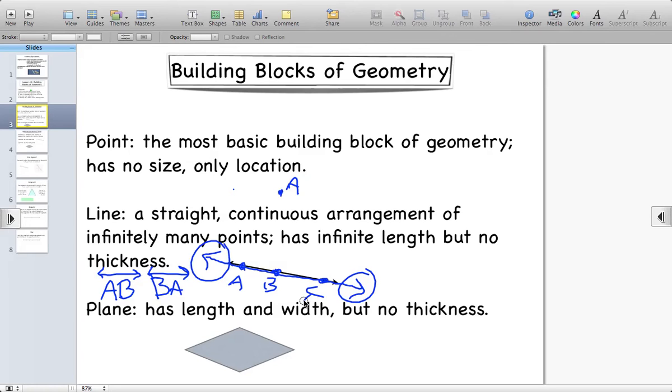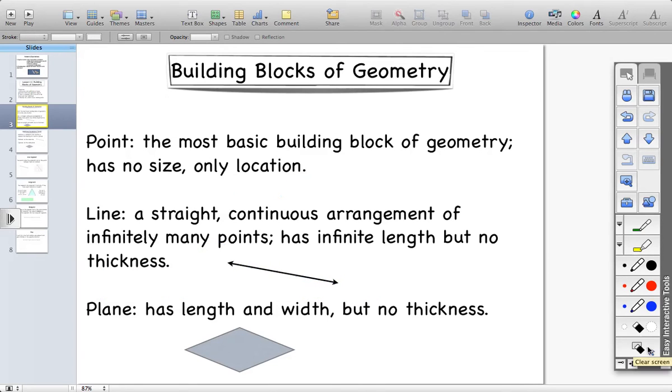Now a plane is taking a line and then expanding it widthwise. So it has infinite length, infinite width, but no thickness. Kind of an easy way to visualize what that is, is to look at a piece of paper. All right, a piece of paper is a segment of a plane. All right, so it continues on beyond the length and beyond the width of the paper. But even a paper is still thicker than a real plane. So it's a little bit interesting to imagine what all is going on here.